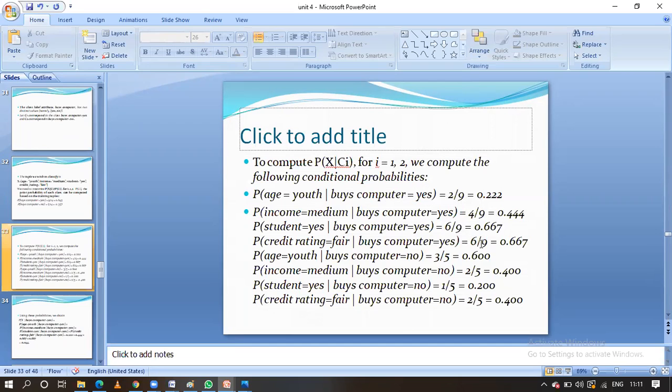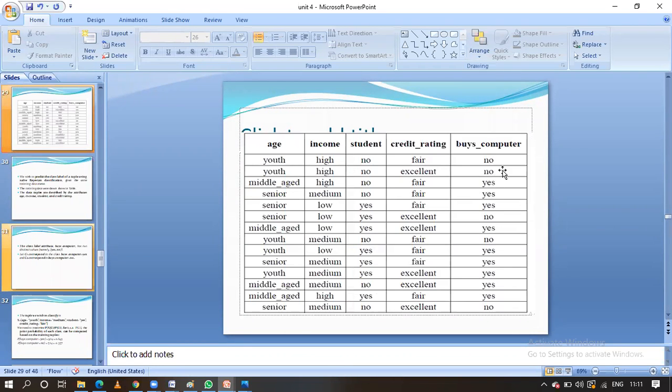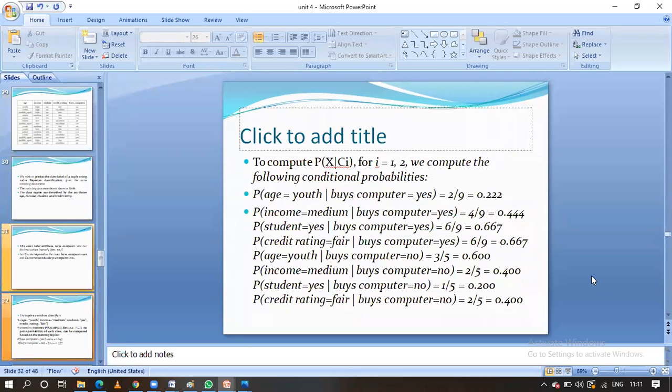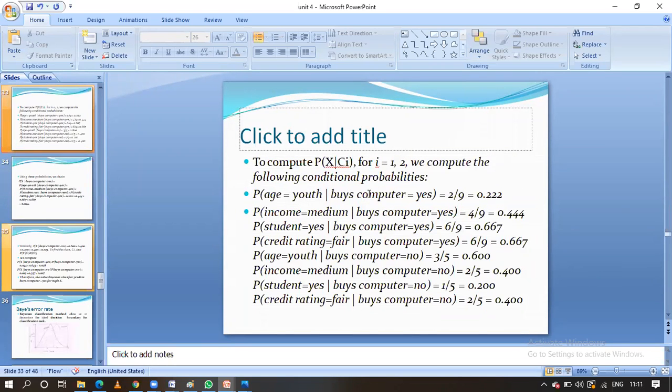If you observe here, coming to buying a computer equal to no, how many no's are there out of 14? 5 no's. That is why the denominator part always has 5. Here how many no's will be there? 1, 2, 3, 4, 5 no's. How many yes are there? 1, 2, 3, 4, 5, 6, 7, 8, 9. That is why, related to the posterior probability calculations, for buying a computer equal to yes the denominator part will be 9. Related to no, it is always 5, guys.